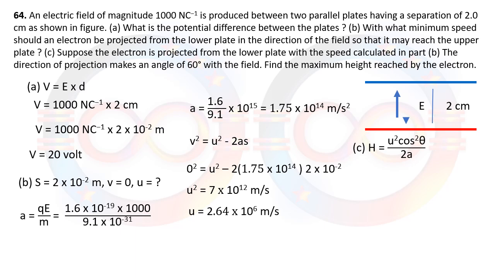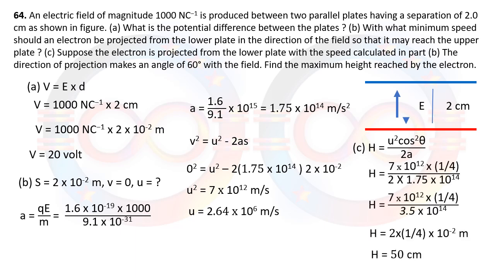So in projectile motion, which we have learned in 11th standard, the formula of height attained is u square cos square theta upon 2a. It is actually 2g, but here the acceleration is a because we have to neglect the acceleration due to gravity. There the acceleration is actually retardation, which has been developed in part B, 1.75 into 10 raised to 14 meter per second square. So if we put all the values, we will be getting a height of 50 centimeter. So it will be reaching a maximum height of 50 centimeter.